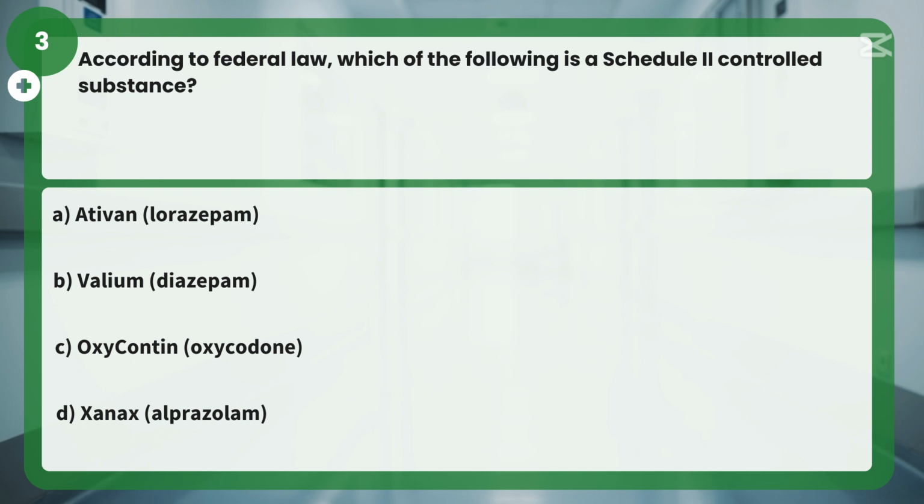Question 3. According to federal law, which of the following is a Schedule II controlled substance? A. Ativan, lorazepam. B. Valium, diazepam. C. OxyContin, oxycodone. D. Xanax, alprazolam.